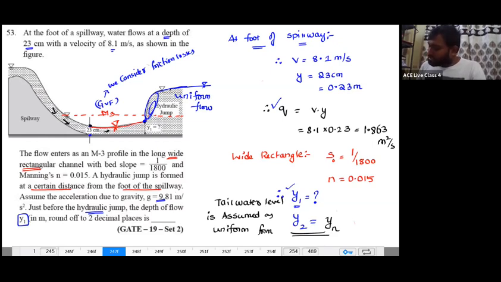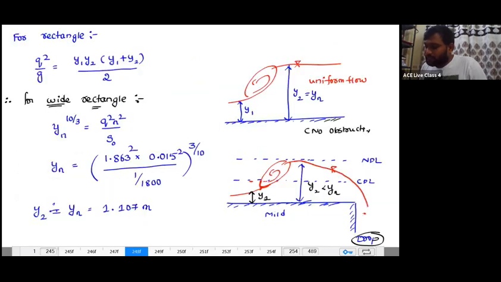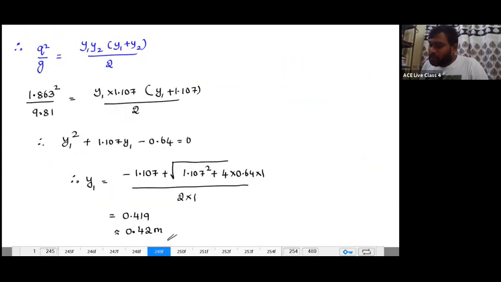Sir, can we find what distance the jump is forming? Any process for that? Yes, there is. You can find out the length at which the jump is going to be formed, but you don't require that concept. Okay, you don't require that topic. This is with the previous GATE question. So GATE 19. The point you need to know is when they don't mention anything as a tailwater, after the jump you need to assume it as a uniform flow, and you need to find y2 as yn, and from there, after finding yn, you can find the pre-jump depth y1.